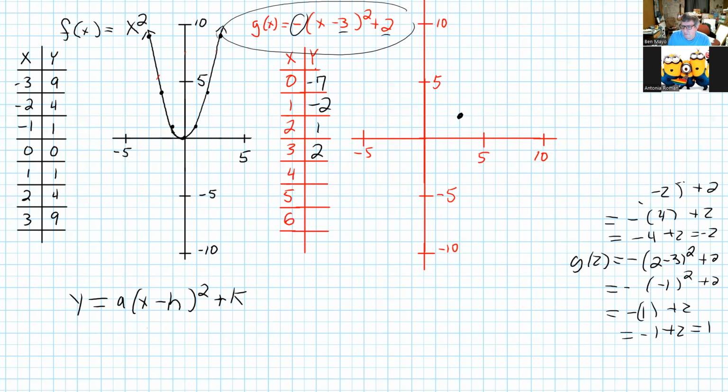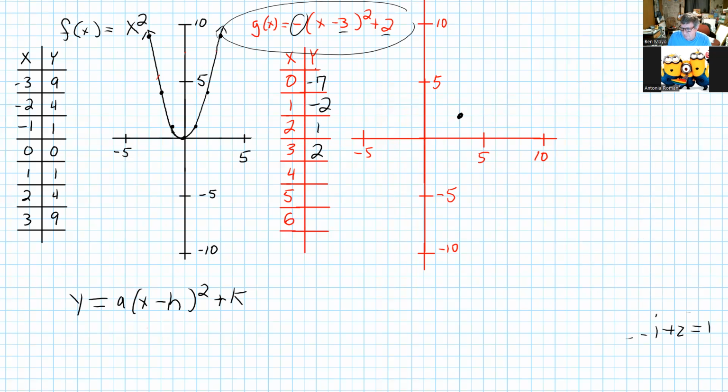Now, let's find g of 4. What do you think g of 4 is going to be? I don't want you to calculate it. Just tell me what you think it's going to be. I'm thinking it's -7. No, that's going to go with this one. Oh, yes, you're right. It's going to be 1.